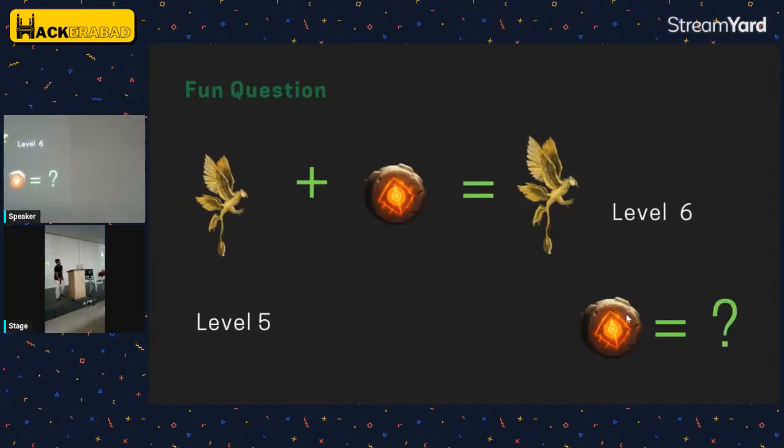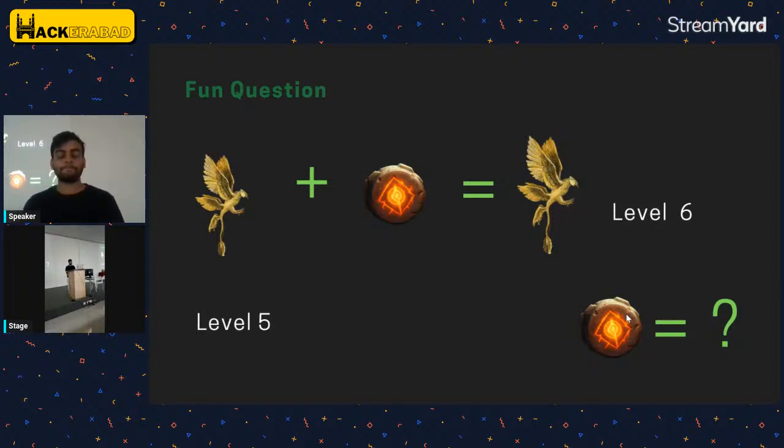Let's say I have a magical pet. I'm a great wizard, but it's at level 5. I want it to grow, so I have magical stones. How many of you watch Pokemon? Okay, many people. In Pokemon, for making Pikachu into Raichu, what should you do? Thunderstone. Exactly. We use a Thunderstone.